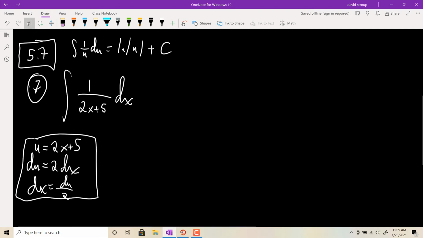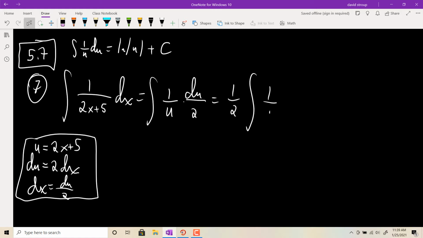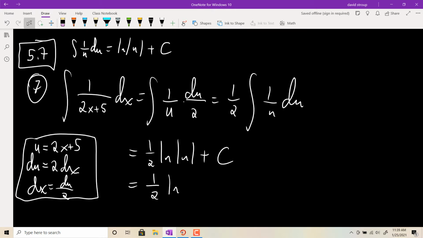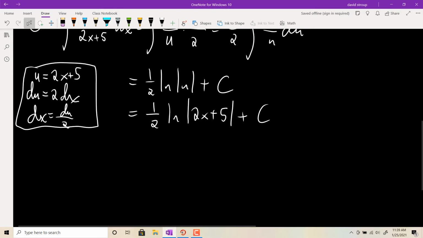You definitely want to show work. The less work you show, the more I'm going to be like, did this person just use a calculator? So show your work. Bring out the 1/2 over u du, and then we have 1/2 ln absolute value of u plus c, and then finally back sub: 1/2 ln absolute value of 2x plus 5 plus c. Okay. All right.